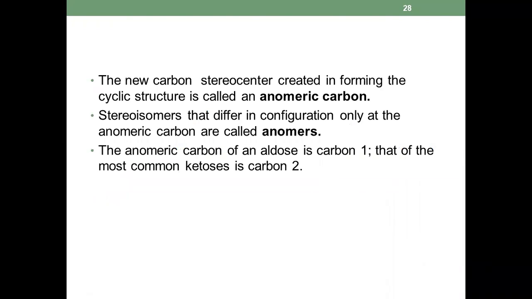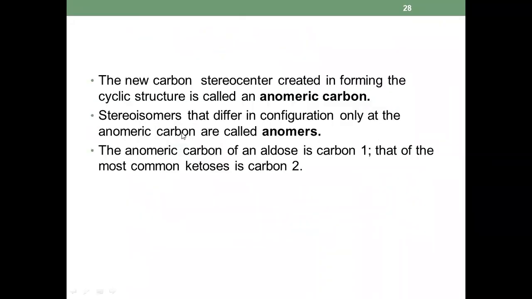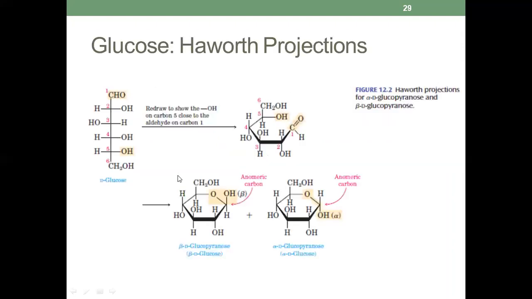So the new carbon stereocenter created in forming the structure is what we call an anomeric carbon. We have here an anomeric carbon. And stereoisomers that differ in configuration only by the anomeric carbon are called anomers. Okay, so let's have a focus on the glucose first.